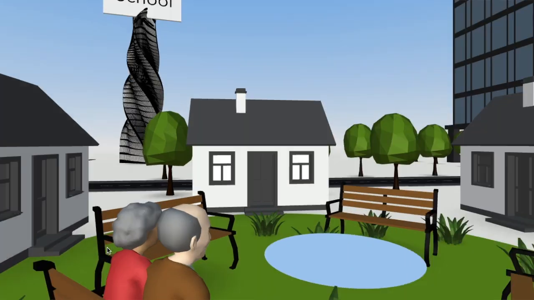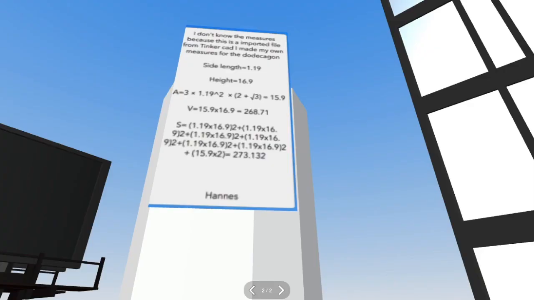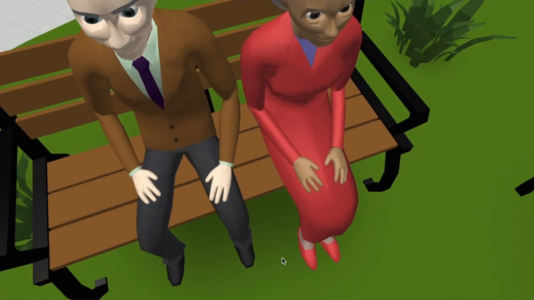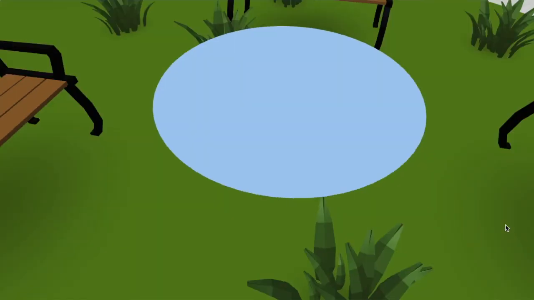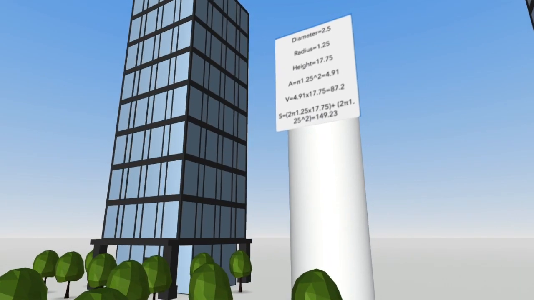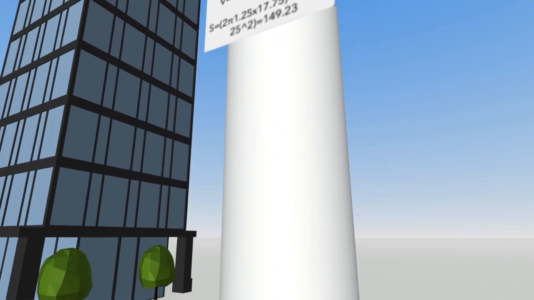For the surface area, I wasn't that sure what to do. I looked very much around, but I didn't find out what to do. But then I thought, well, there's like a rectangle on every side length. So I did 1.19 times 16.9, because 1.19 is the side length and 16.9 is the height.